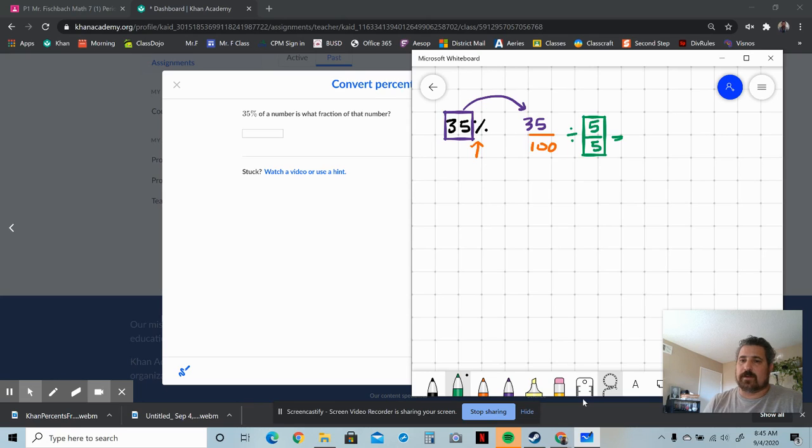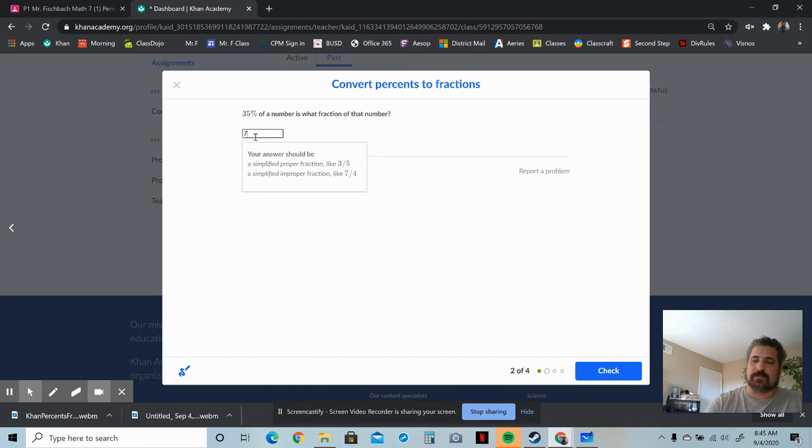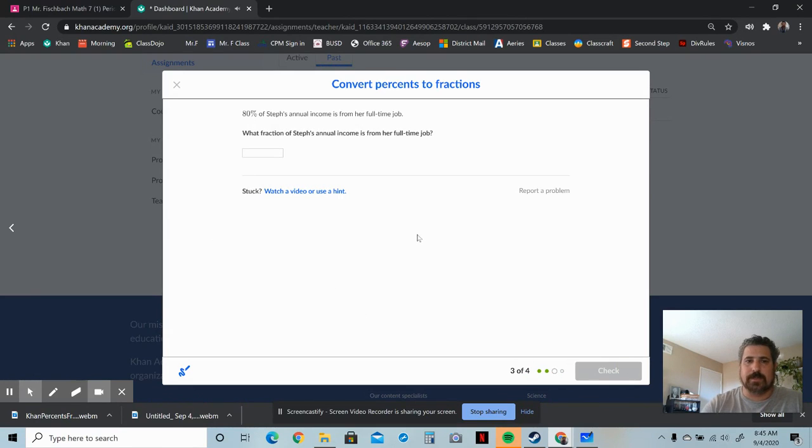So 35 divided by 5 is 7, and of course 100 divided by 5 is 20. So the correct simplest form is going to be 7/20. You go back over here, you put 7/20, and you're good. Then you go to the next one. It says 80% of Steph's annual income is from her full-time job. What fraction of Steph's annual income is from her full-time job?